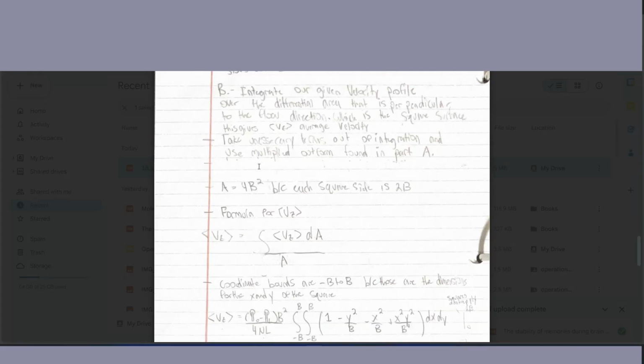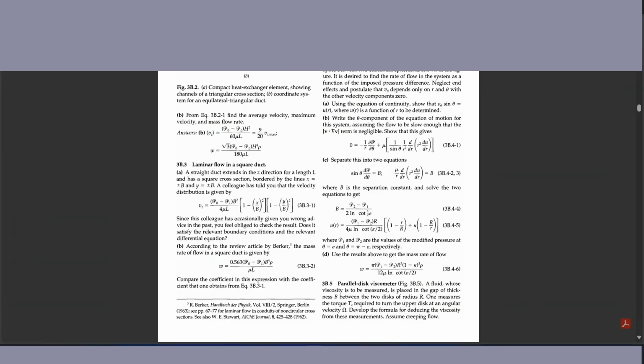Okay, so A equals 4b squared, and that's because each side of the square equals 2b. x equals plus or minus b, so the total x direction equals 2b, y equals plus or minus b, so the total y direction equals 2b. So 2b times 2b equals 4b squared. Sorry.